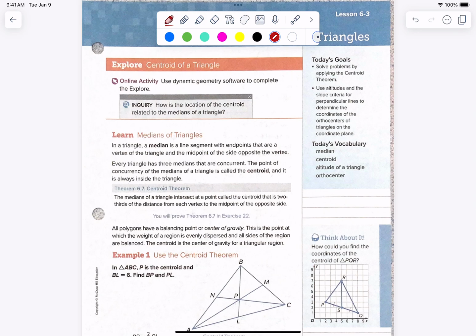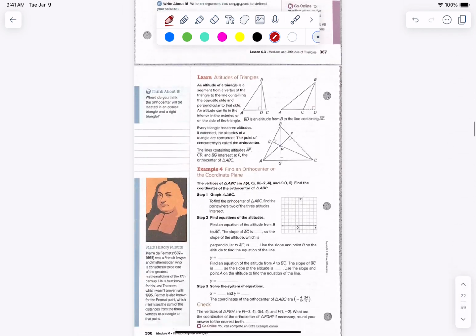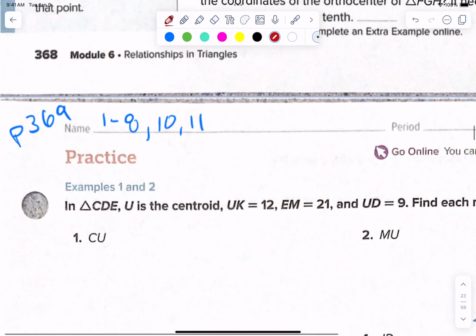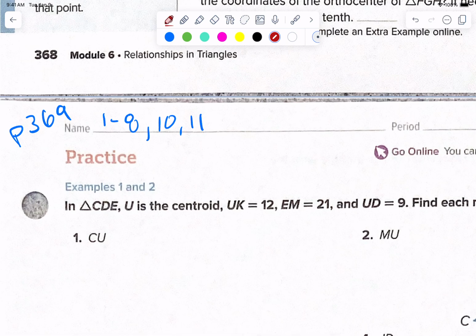Here we go. Okay, if you want homework, here's the homework. Page 369, 1 through 8, 10, and 11. Tomorrow I'll add to this list a little bit, but that's for now. 1 through 8, 10, and 11. That's the homework. I'll add some more to that tomorrow.